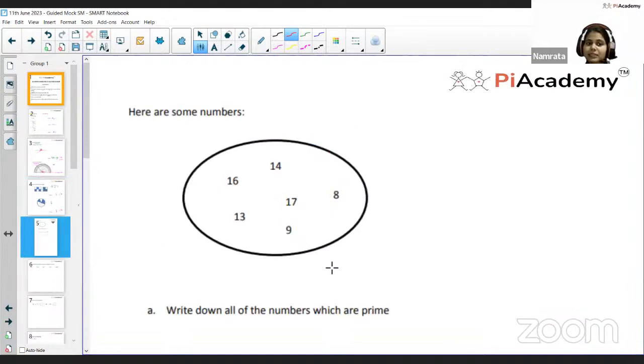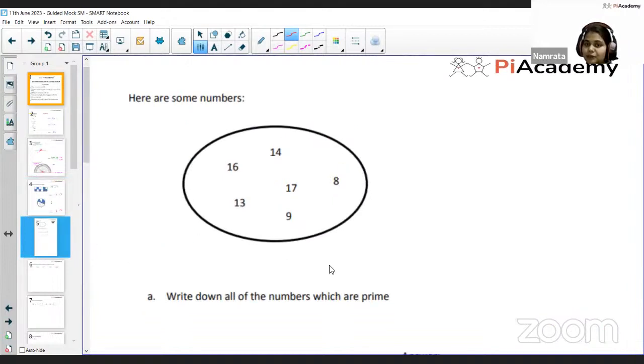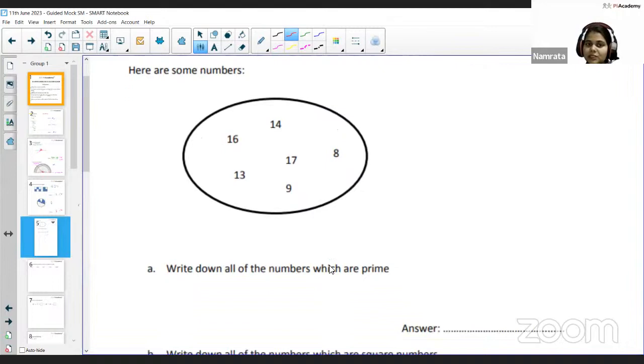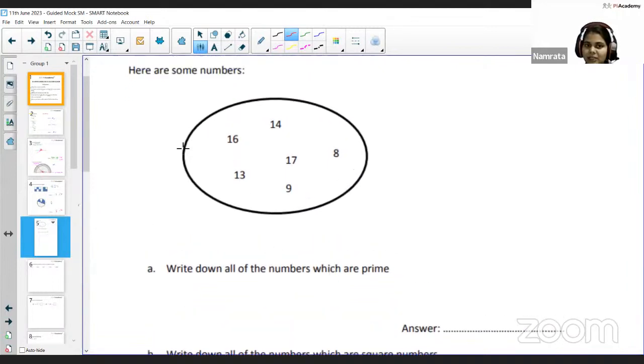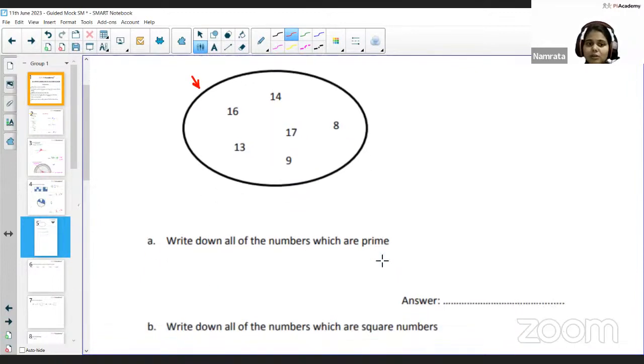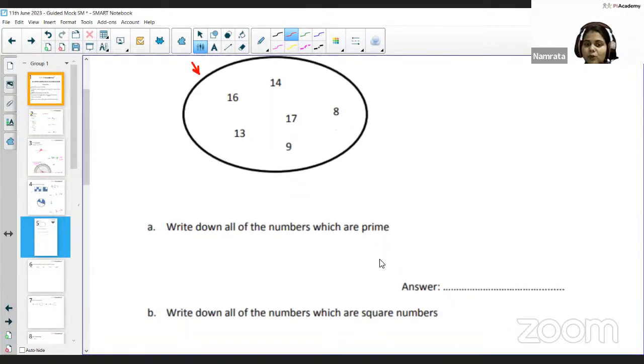Here are some numbers. If you carefully observe, this is a kind of diagrammatic question wherein we'll be asked questions based on the numbers which have been encircled. We need to answer the following questions. There are 2 sub-questions.